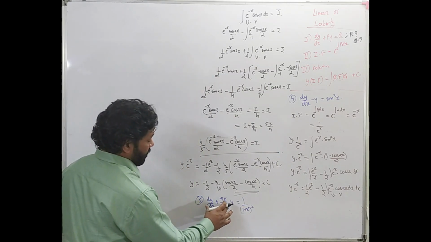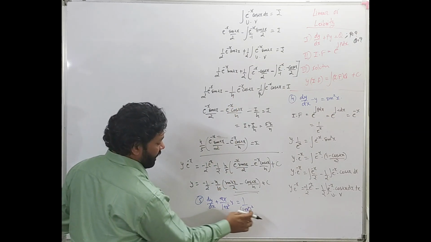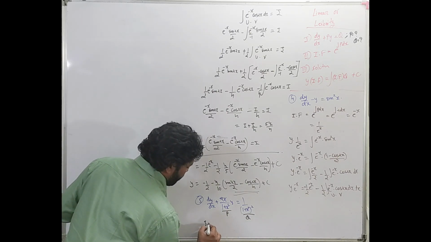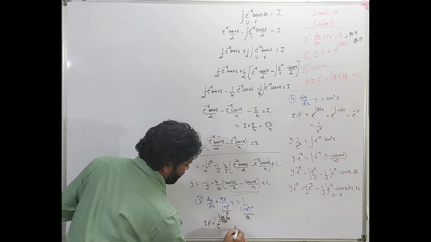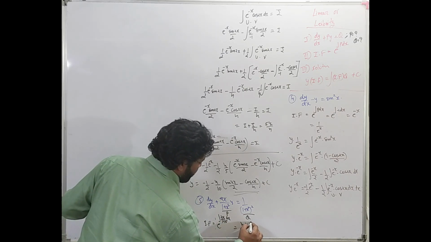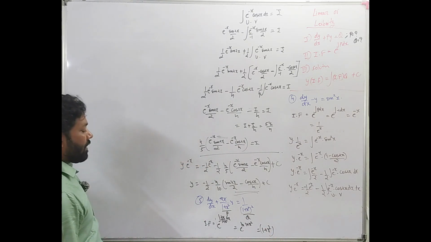So this question, once again, is of the linear form, dy by dx plus py equals q. So this is p and this is q. Let's find out the integrating factor: e to the power integration of 2x by 1 plus x square dx. This will be e to the power ln of 1 plus x square, and further it will become 1 plus x square. So this is the integrating factor.